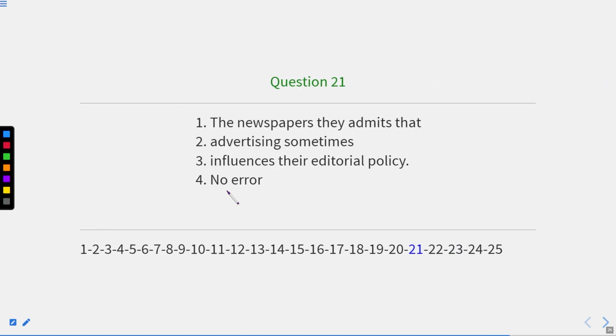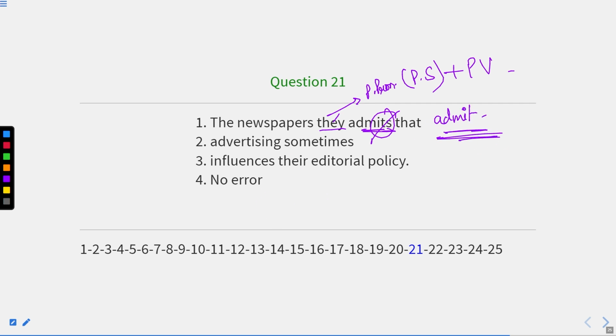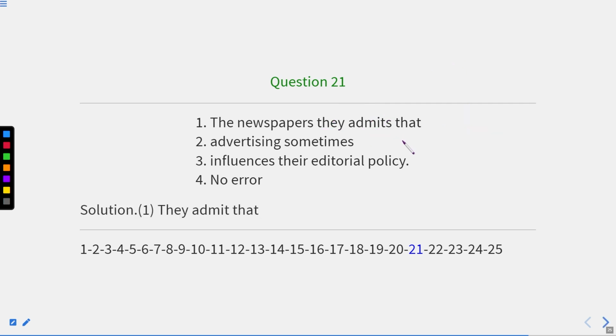Okay, now let us move to question number 21. The newspapers, they admits that advertising sometimes influences their editorial policy. This is very, very simple. The newspapers, they admits, with they we cannot write admits. So here admit should come, because after a plural noun we can only have plural subject. Here we have plural pronoun, or the plural subject. After plural subject we can only have plural verb. So this admits is incorrect over here, it should be admit, which is the plural form of verb, and admits is the singular form of verb. So the error is in part first, and the correct sentence will be they admit that.